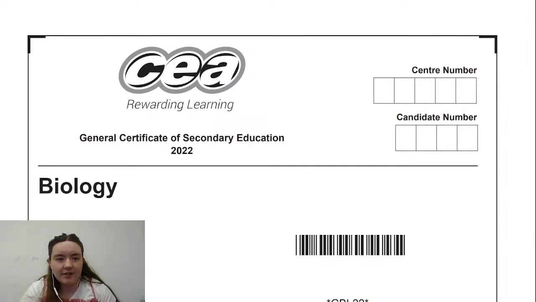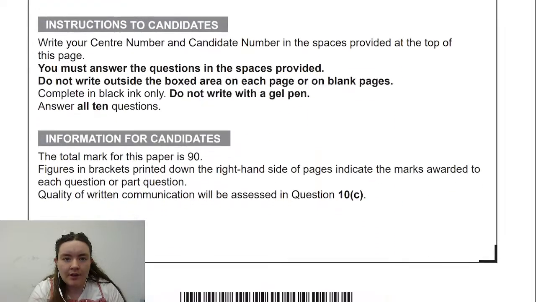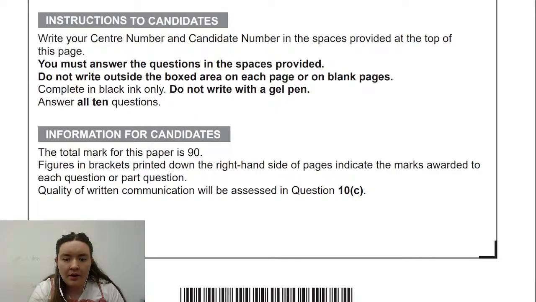Everybody. I scheduled this a little bit last minute, so I'm using not as nice a mic as I have been previously. But we're going to do a Biology Unit 2 paper today. So as usual, before we start and we properly get into it, we're going to take a look at the instructions. They are on the top of the paper there.